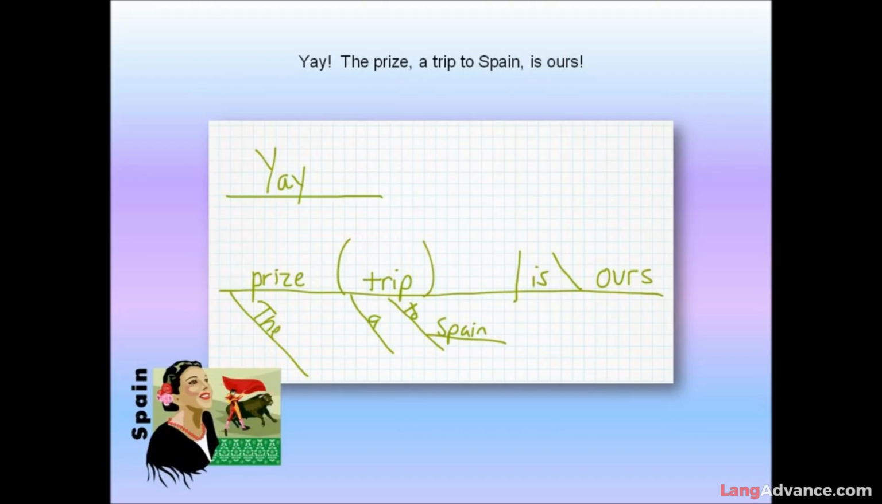Yay! The prize, a trip to Spain, is ours. Yay is the interjection. Prize is the subject. Trip renames prize. Is the linking verb. Ours is the predicate nominative. The describes prize. A and to Spain describe the trip.